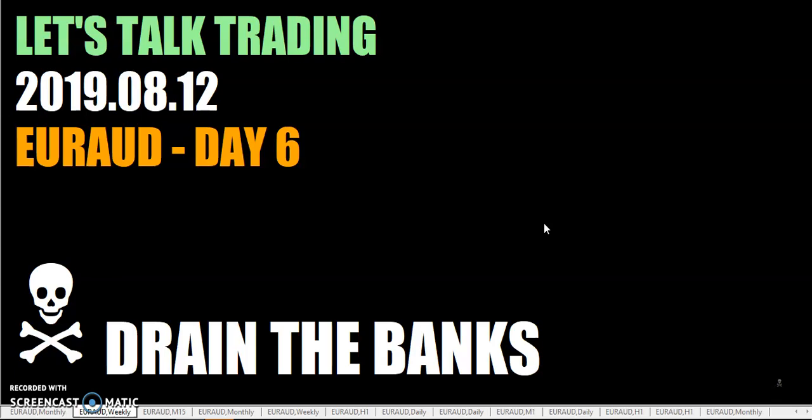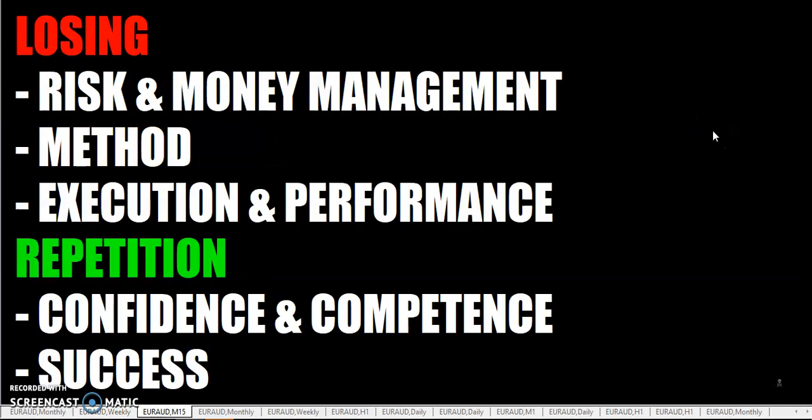EURAUD, day six. Day six of trading this pair. Some of the traders out there watching the videos like how I'm analyzing this pair, which is a new pair to trade for me. So I'm going to show you a few more ways to analyze this pair. But first and foremost, you know about risk and money management.